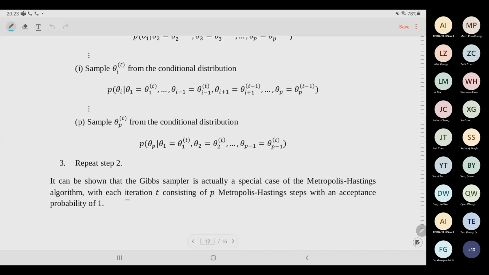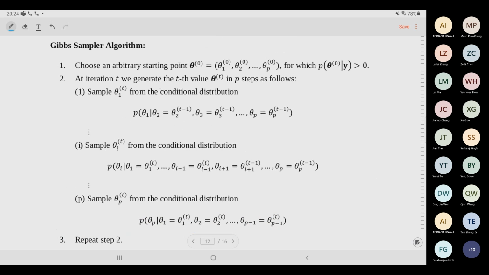Each iteration t consists of p multiple testing steps with acceptance probability 1, meaning that each step of the multiple testing is always accepted. And the proposal, the distribution that we sample from, is actually the conditional distribution. For example, we have theta 1, we sample from the conditional distribution of theta 1 given the rest of the parameters. But at iteration t, right?